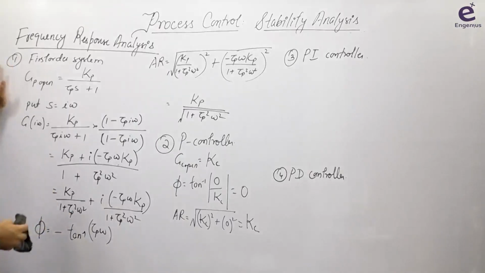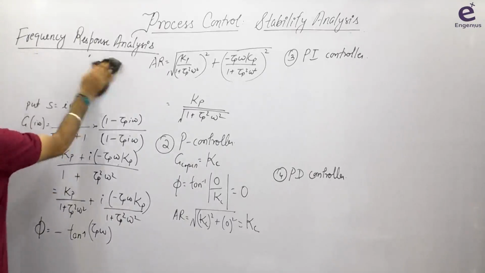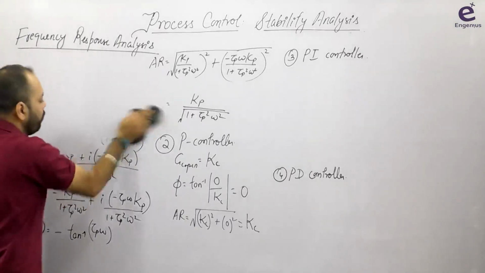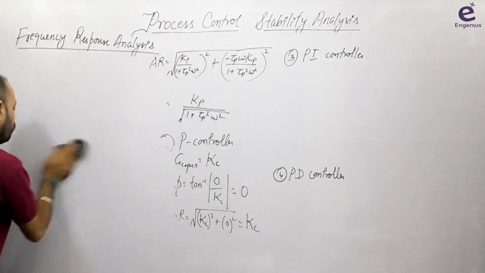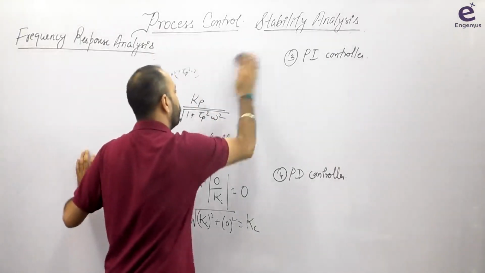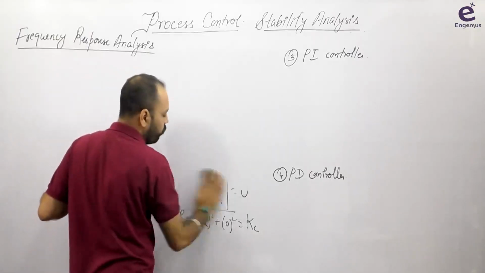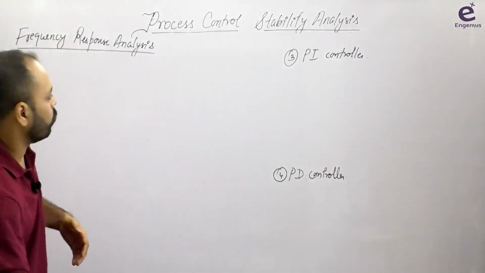Let me erase this first order system and P controller so that I can make space for others. So very quickly you should be able to find AR and phi. So why are we doing all this? So that I can tell you one more stability criteria. But understanding AR and phi is not sufficient to understand that stability criteria. What is required is the understanding of Bode plots also. So first of all, let us do this. Then we can shift to the Bode plot.